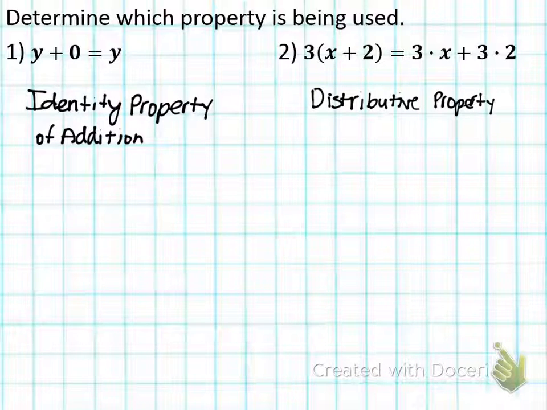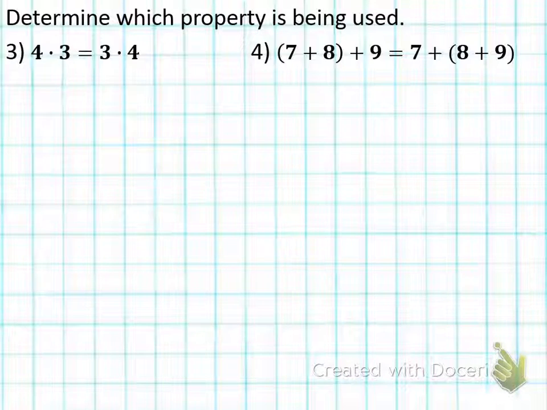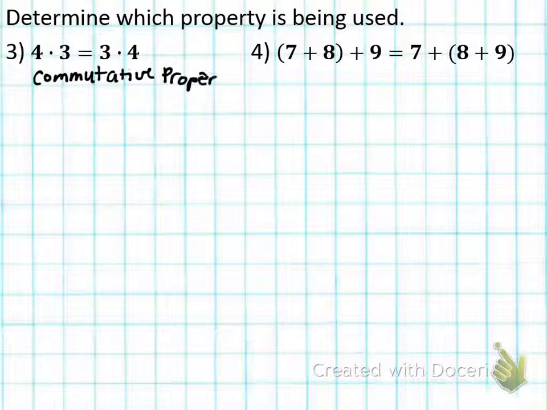Okay, continuing on. Number 3. Number 3, turn to your neighbor. Look at number 3. 4 times 3 is equal to 3 times 4. Okay, go. Describe what property is being used. Look at your notes. You should all be looking at your notes, and this is what you're doing. You're figuring it out, showing your neighbor on your notes which one it could be. And describe why. Okay, turn to your neighbor. What is it? What property? Good. Commutative property of multiplication. Good. Next one, number 4.